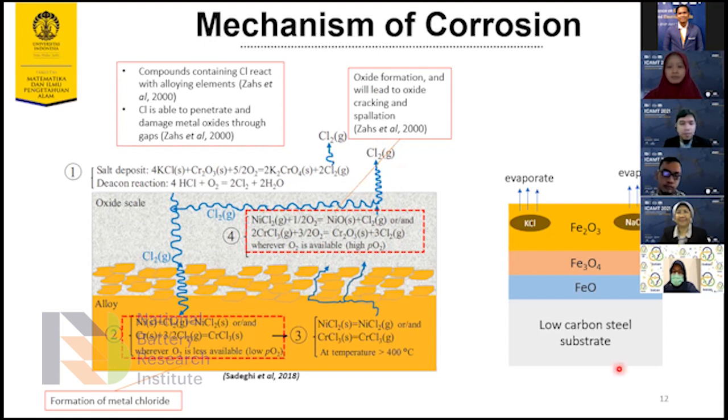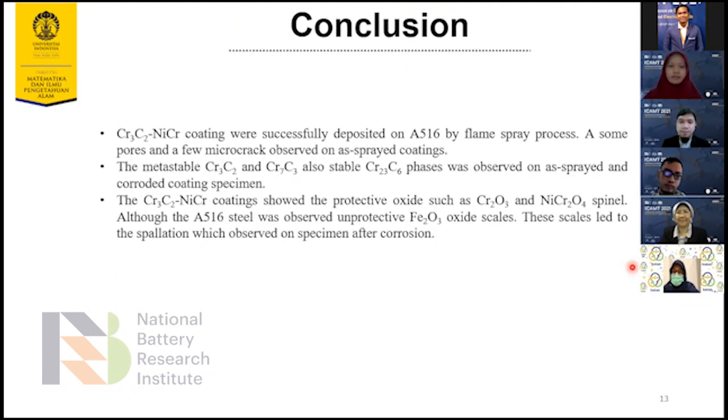So for the carbon steel substrate, in the mechanism of corrosion, there were 3 layers of ferrum oxide, and also potassium chloride and natrium chloride were evaporated during exposure to corrosion. So this is the conclusion in our research paper. First, the chromium carbide nickel chromium coating was successfully deposited on A516 by the flame spray process.